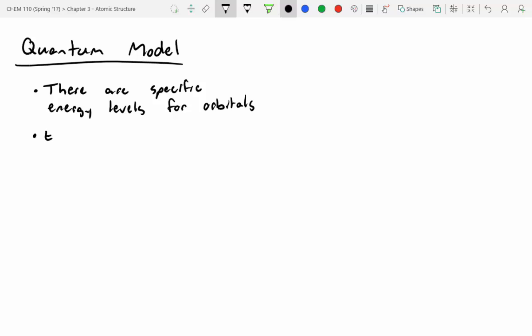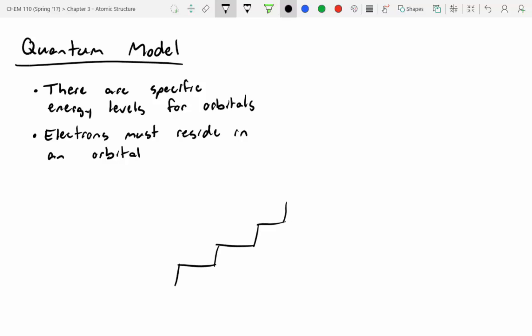And then electrons must reside in an orbital. The way I like explaining this is with the stair system. So let's imagine we've got a set of stairs like this. And let's say we have 3 electrons, right?